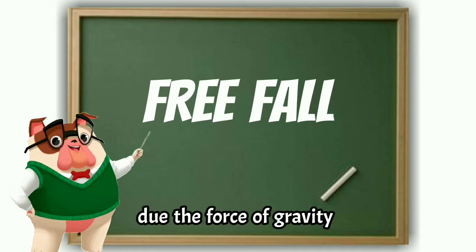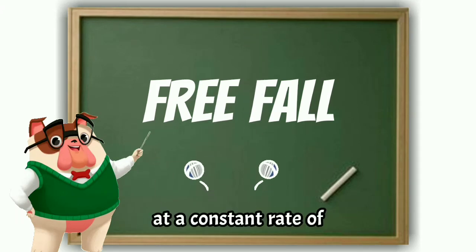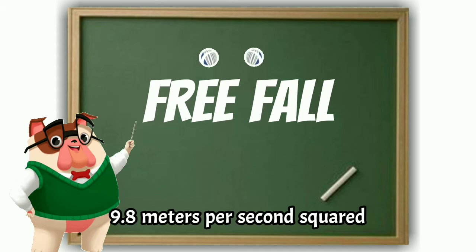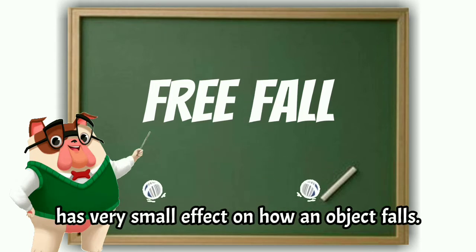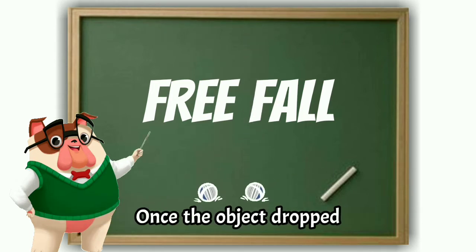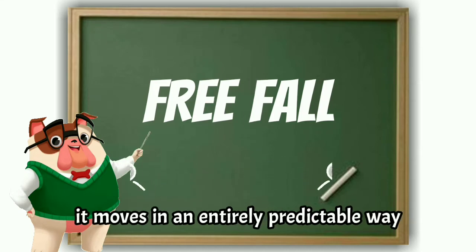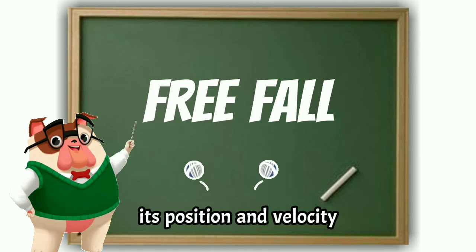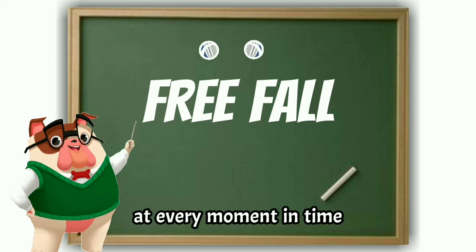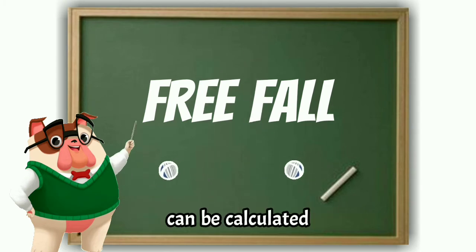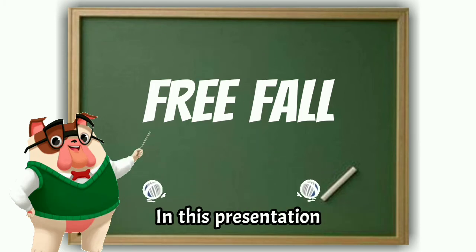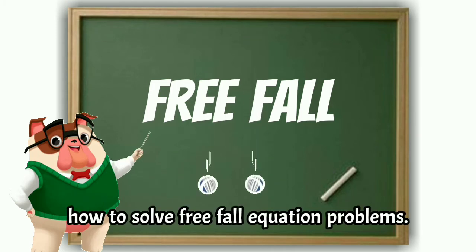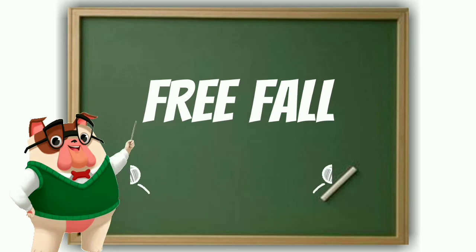All objects falling due to the force of gravity accelerate at a constant rate of 9.8 meters per second squared. As long as friction is negligible, mass has very small effects on how an object falls. Once the object drops, it moves in an entirely predictable way. Its position and velocity at every moment in time can be calculated using a small number of equations. In this presentation, you will learn how to solve free fall equation problems.